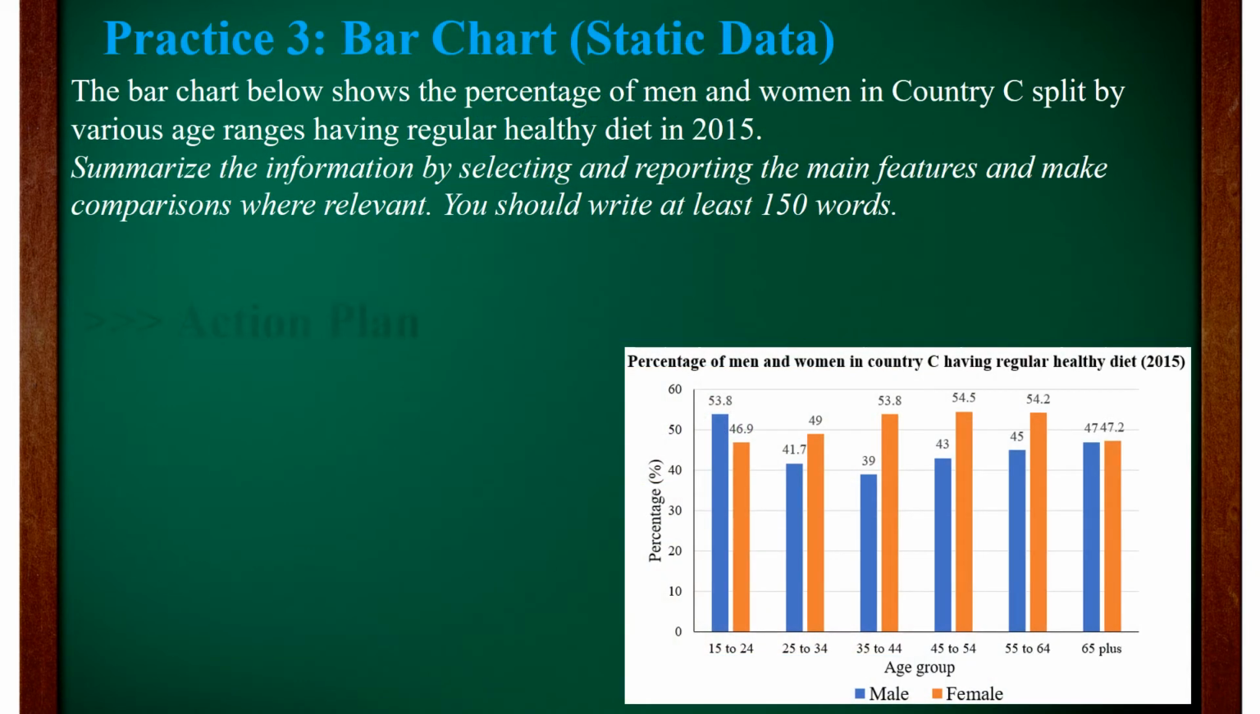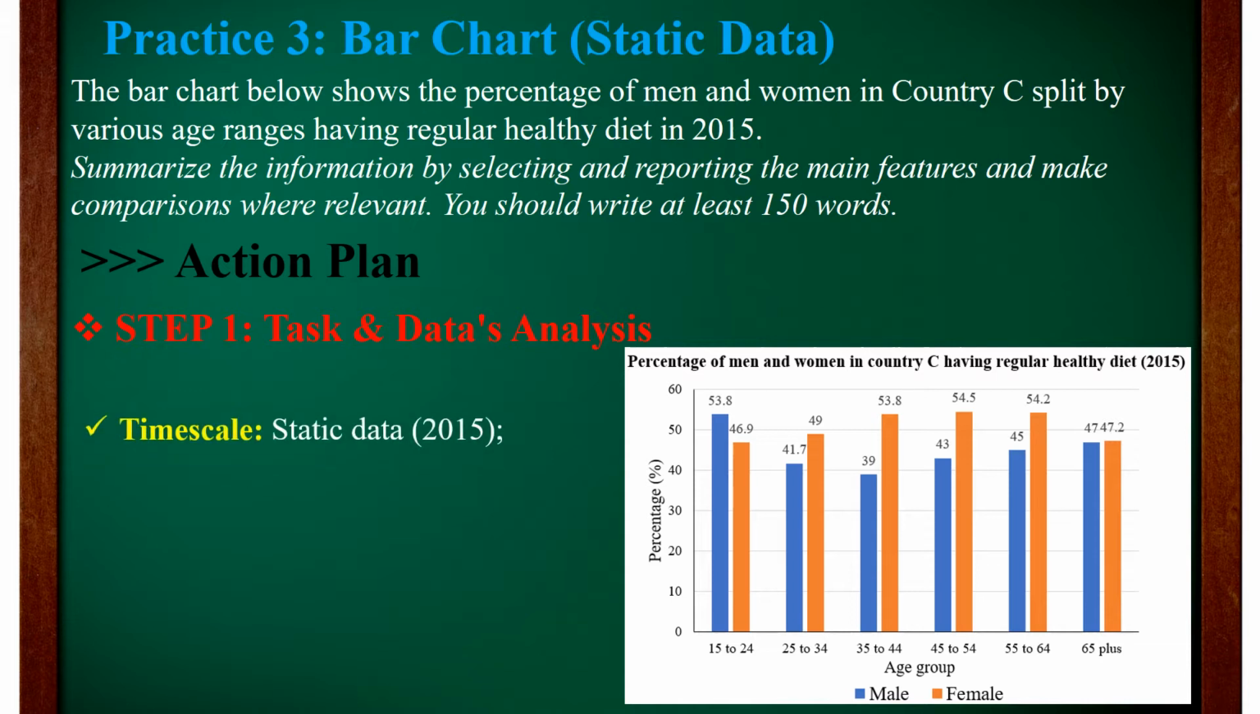Now let's move to the action plan. As previously mentioned, there are 3 steps to follow. First and foremost is step 1, task and data analysis, which is the pre-writing stage. Let's have a look at the exercise. For time scale, it is a static data because it was a report in 2015. So the tense that we use here is past simple.